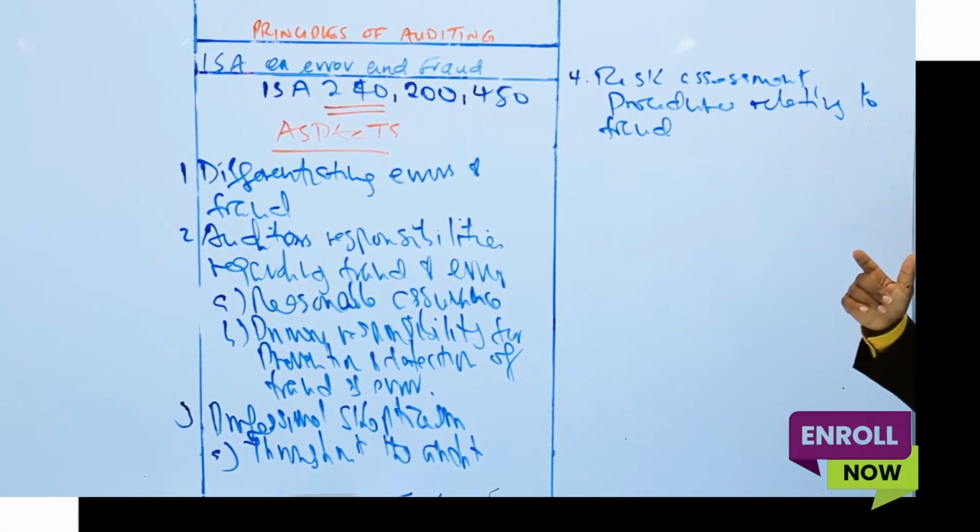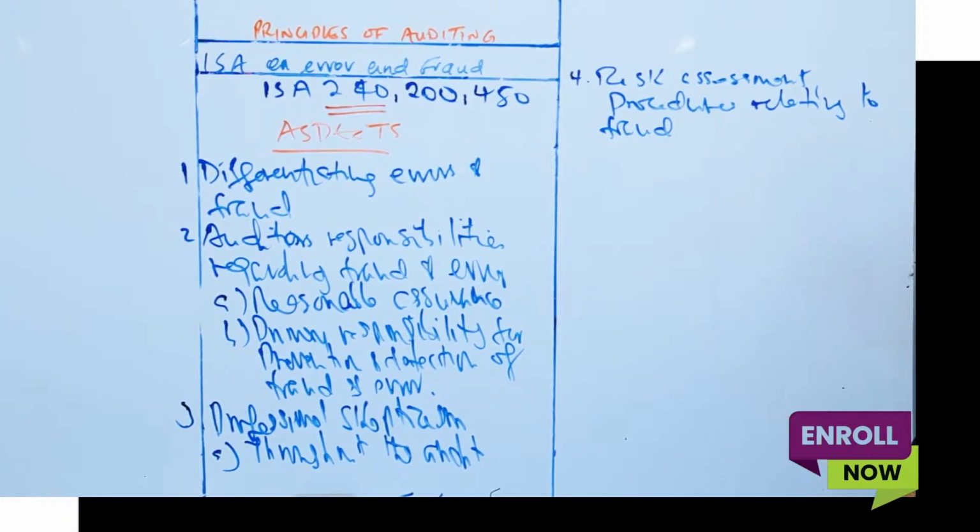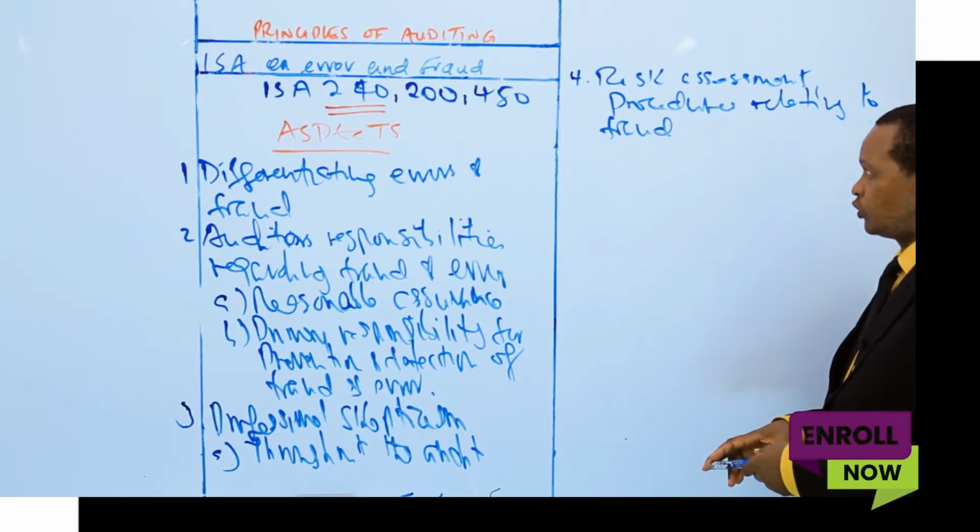The auditor also must make inquiries of management, including those charged with governance, and also the internal audit regarding the assessment of fraud risks, processes for identifying and responding to fraud, and any knowledge of actual, suspected, or alleged fraud. Then lastly, candidates, the auditor must perform analytical procedures during the planning phase to identify unusual or unexpected relationships that may indicate risks of material misstatements due to fraud.